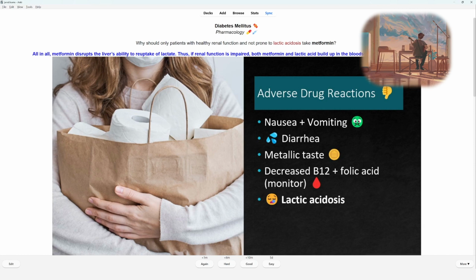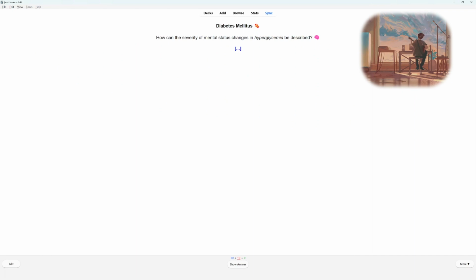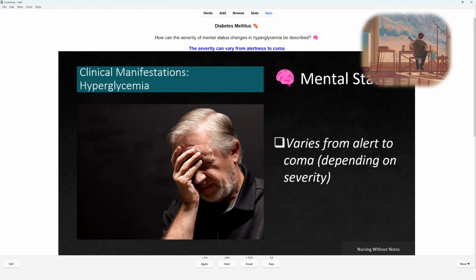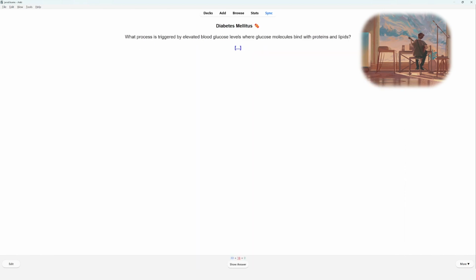Metformin disrupts the ability to reuptake lactate. Thus, if renal function is impaired, both metformin and lactate build up in the bloodstream. They're not excreted properly. Lactate will build up in the bloodstream. How can the severity of mental status change be described? Just from alert to coma. Process triggered by elevated blood glucose levels, where glucose molecules bind protein: non-enzymatic glycation.